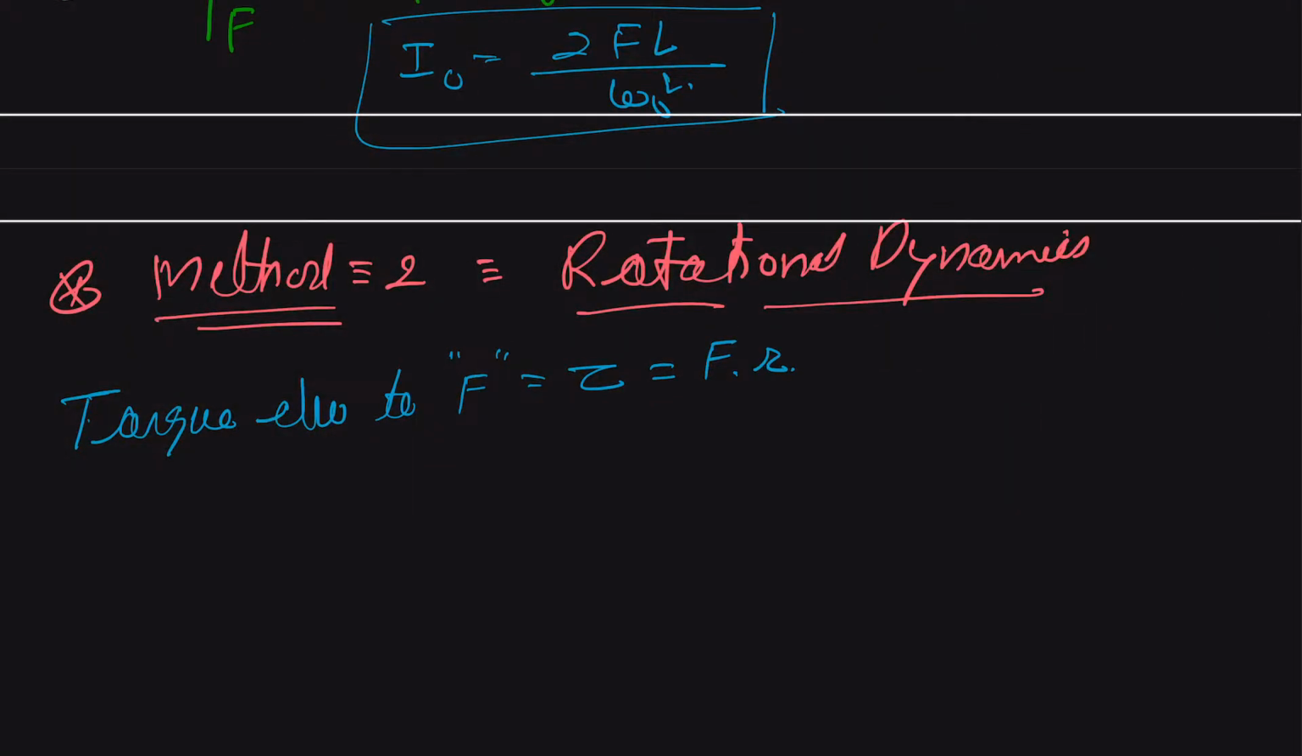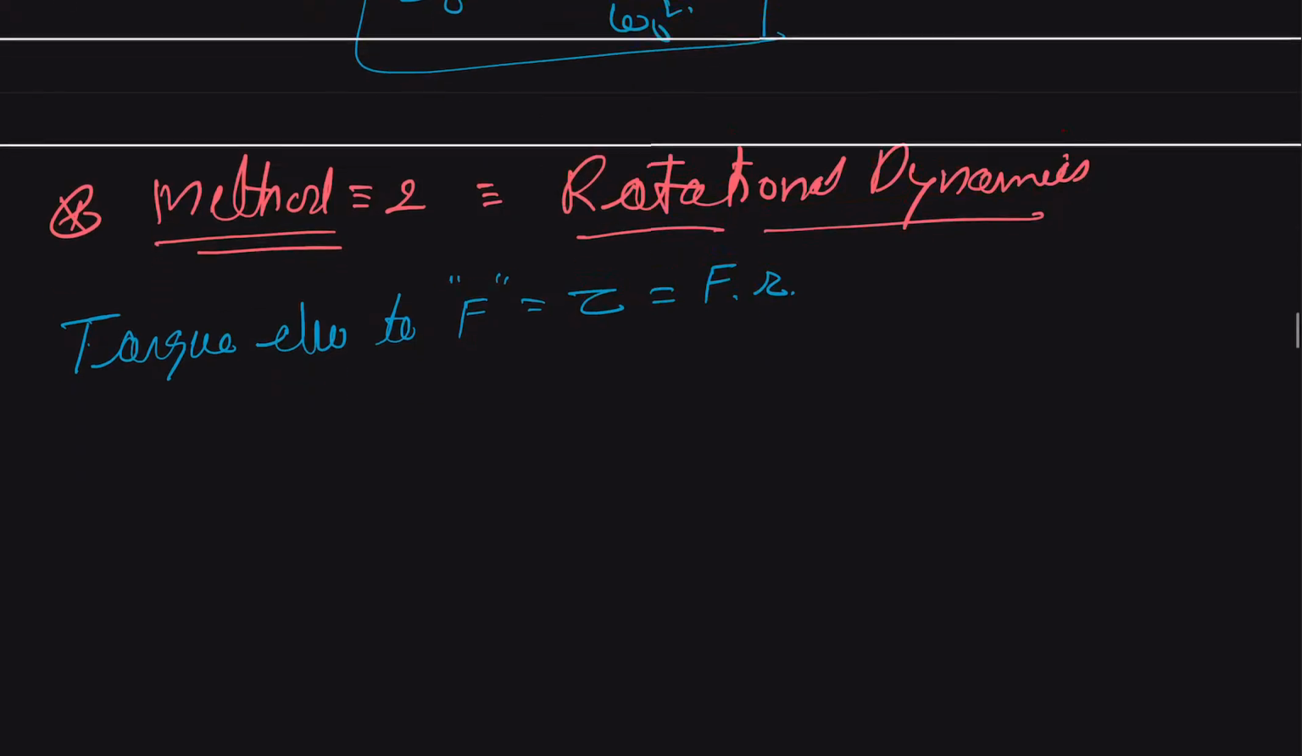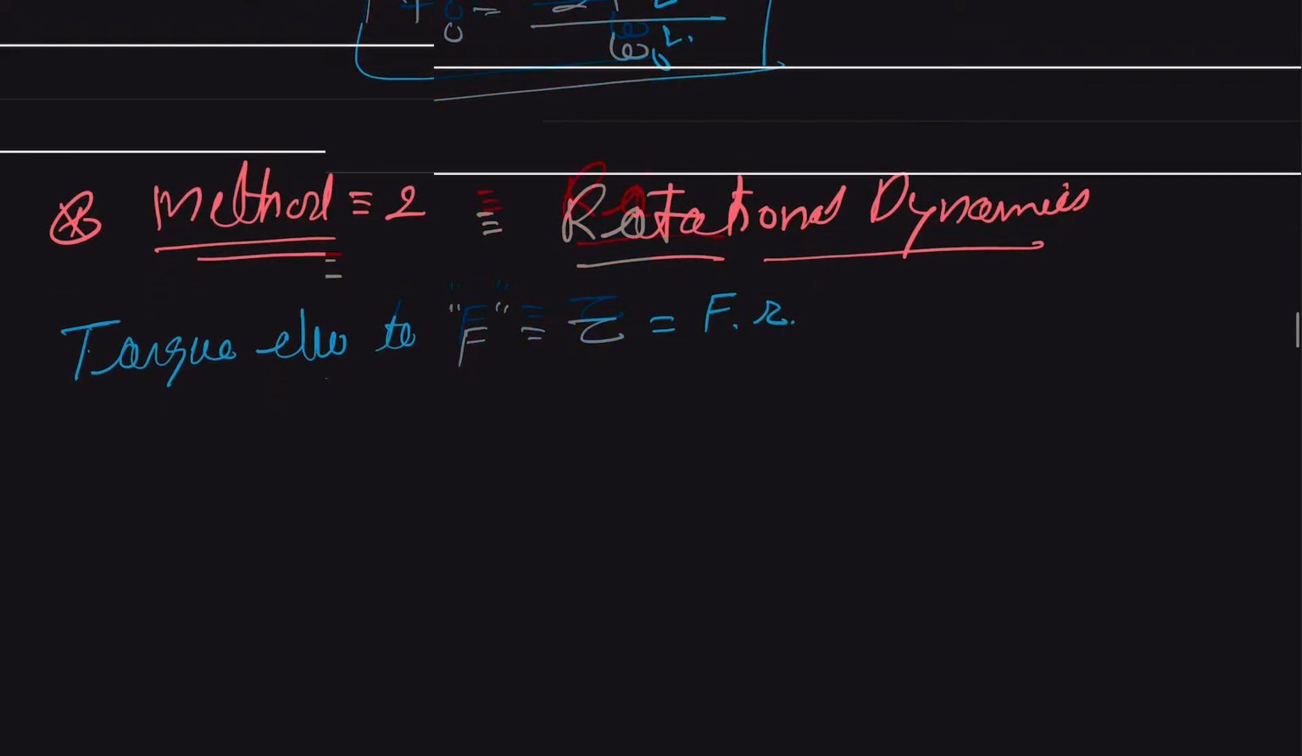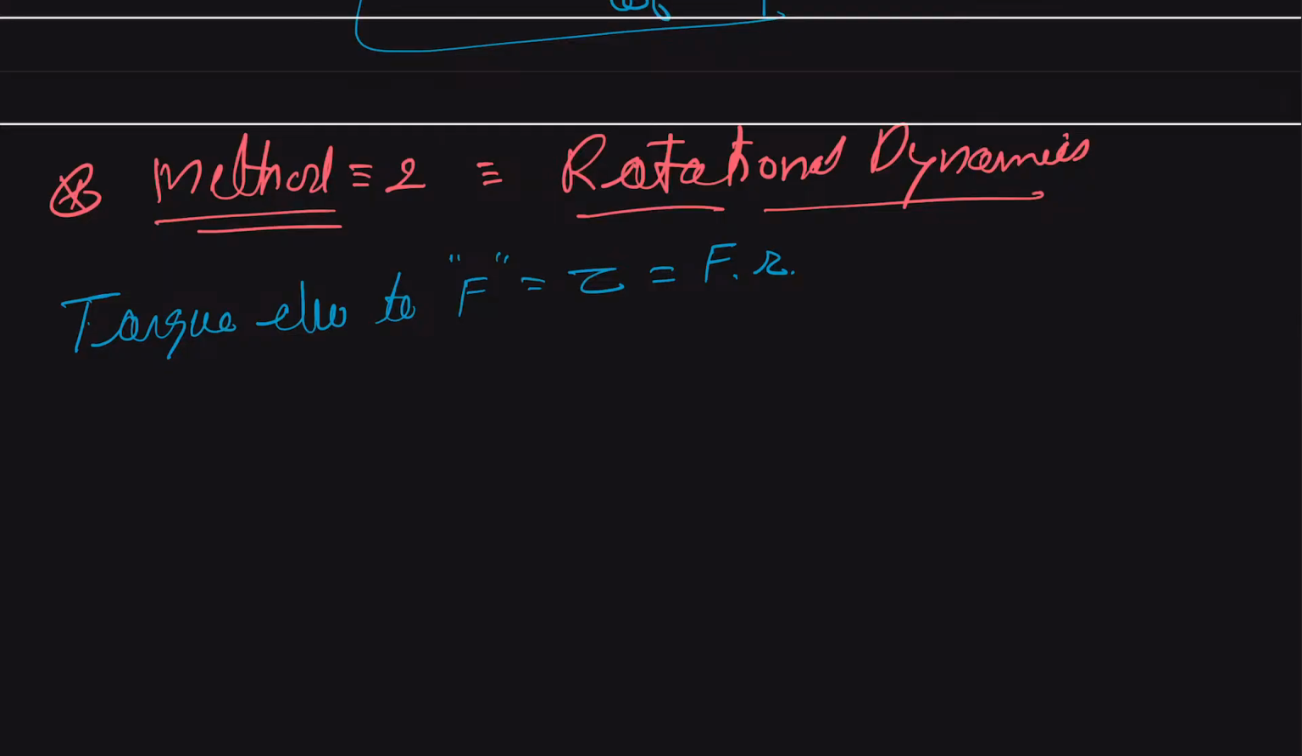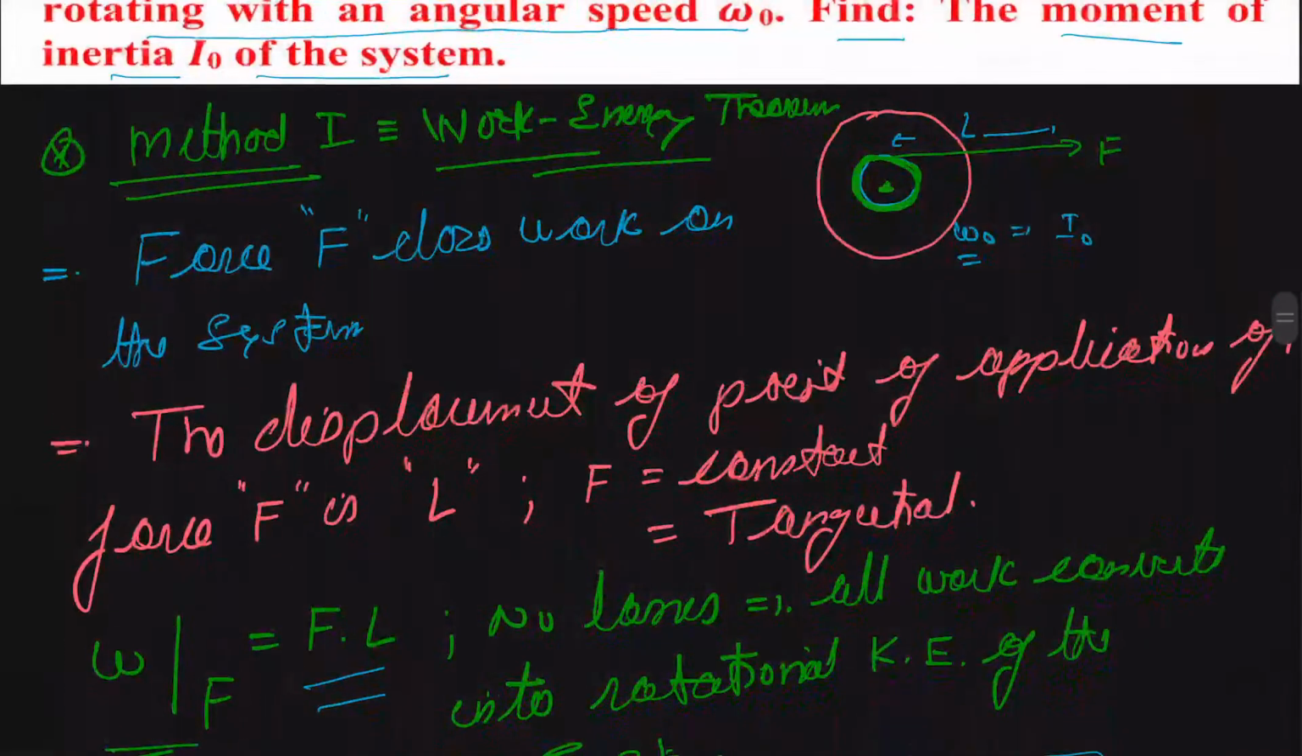And this torque is going to produce the angular acceleration. So we can say that our angular acceleration alpha is equal to torque divided by its moment of inertia, which gives us F times r divided by I naught. In this case, this r is our radius, the small r.